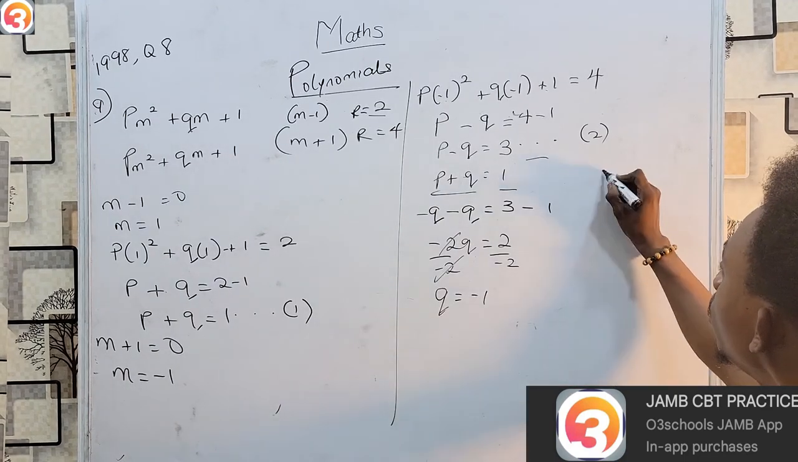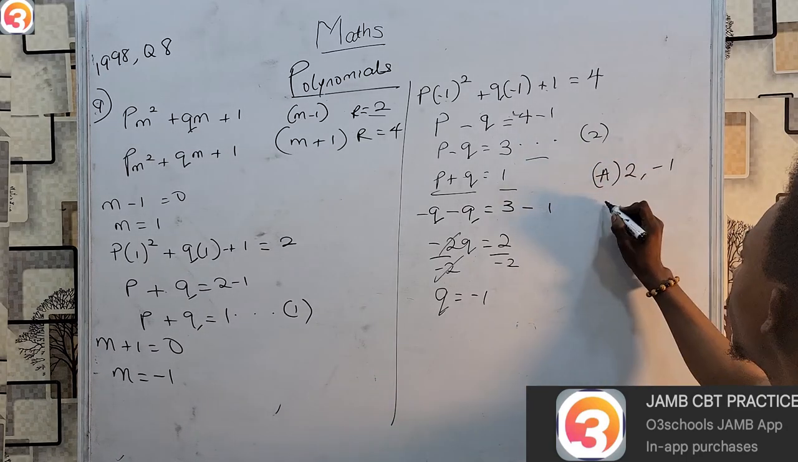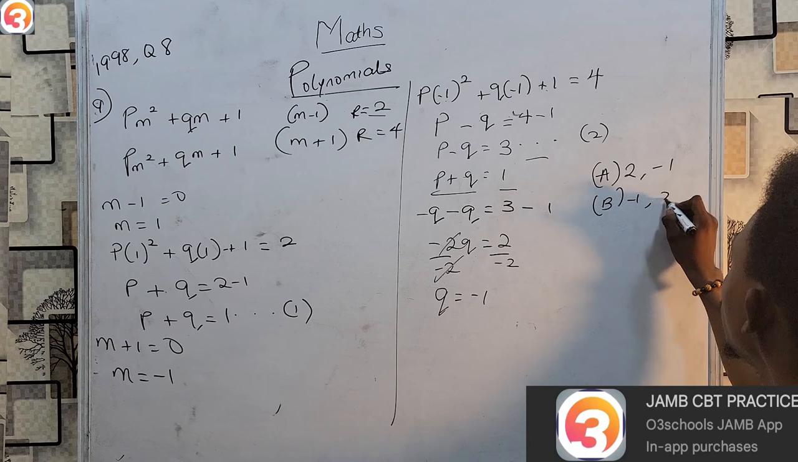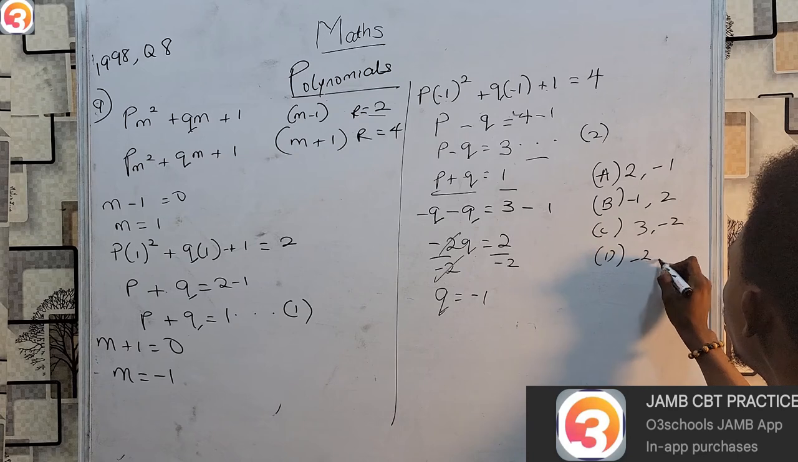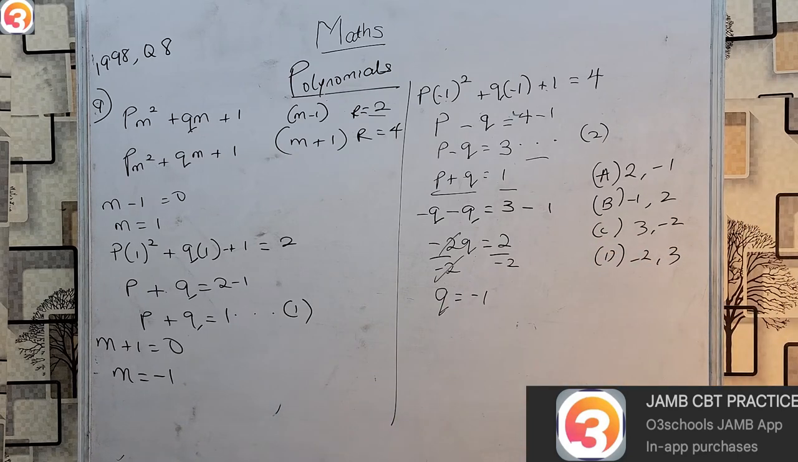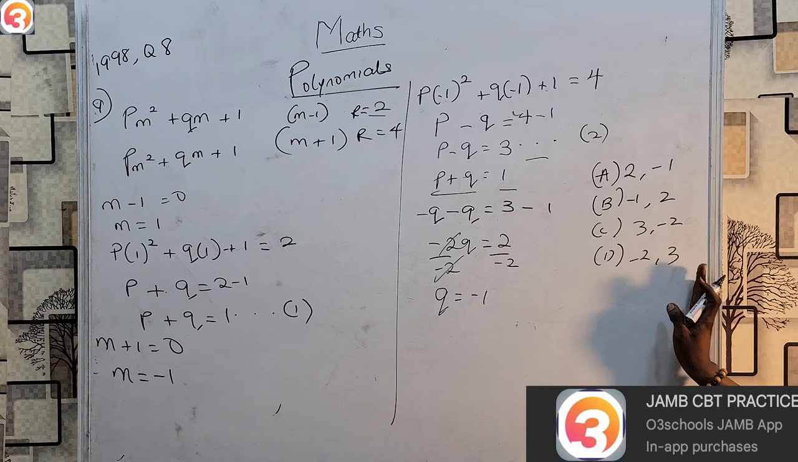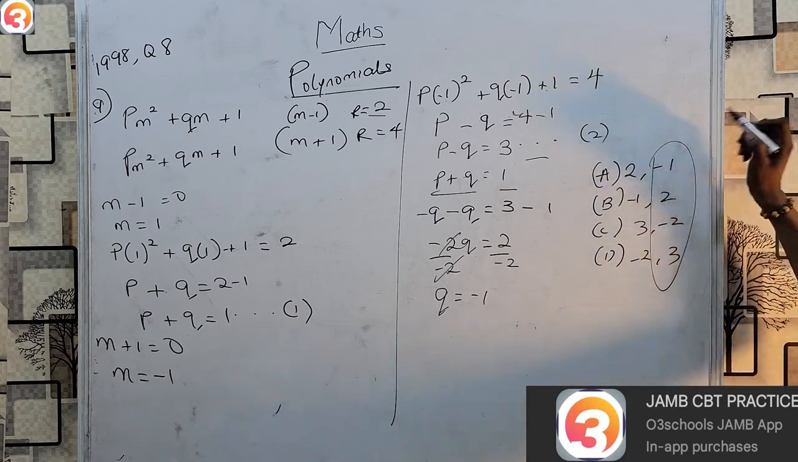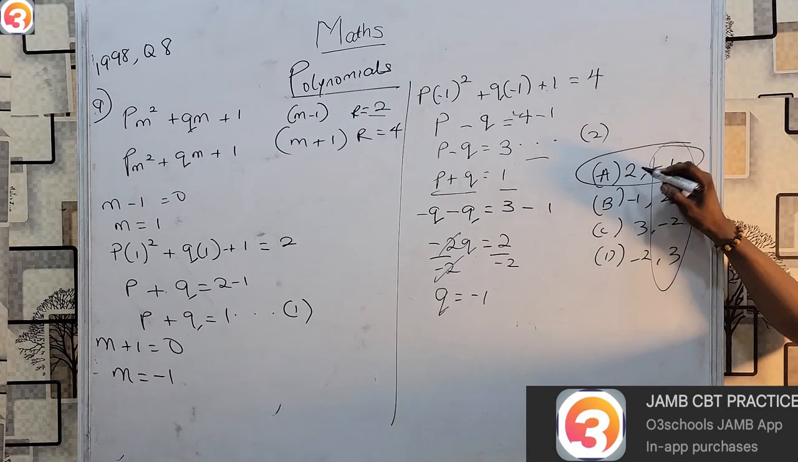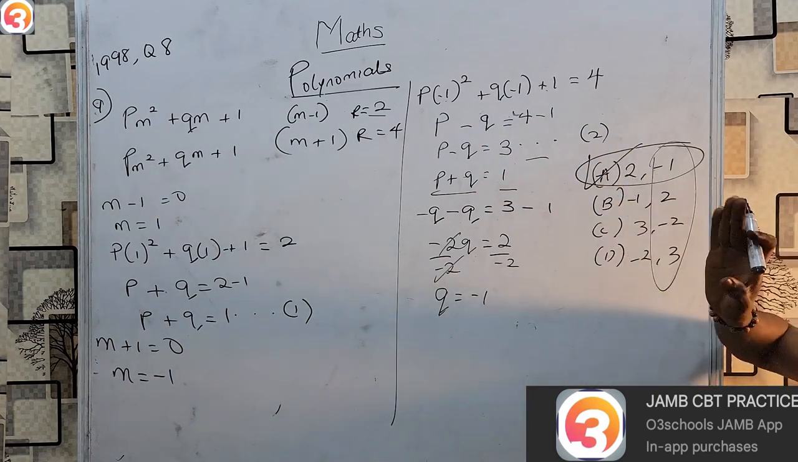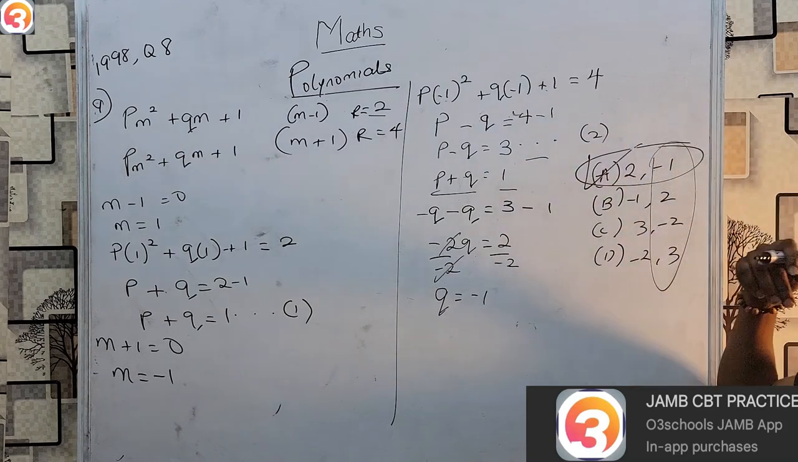Now, I'm going to write down the options here so we can look at them together. A says 2 and minus 1. B says minus 1 and 2. C says 3 and minus 2. And D says minus 2 and 3. Now, obviously, I can tell that my q should come later, so I know I want to be saying minus 1 over here. How many options have minus 1 here? Just option A. So is there any reason for me to actually proceed to solve for p in an exam condition? No. As soon as I see that q is minus 1, I stop because there is no way my answer will not be option A.